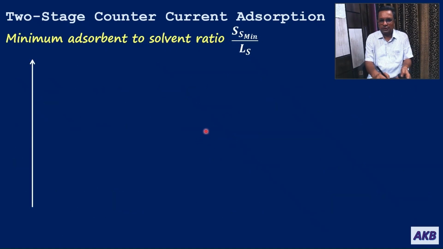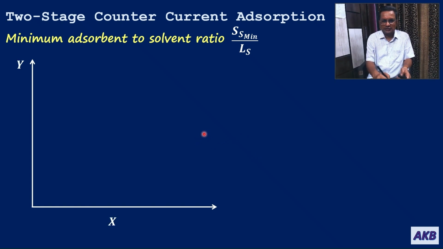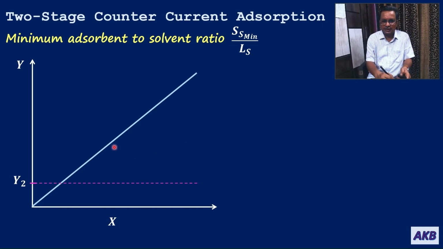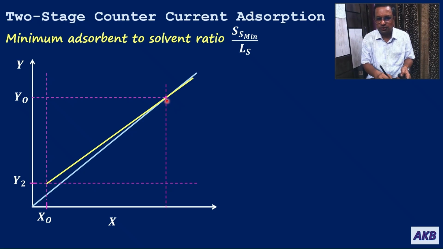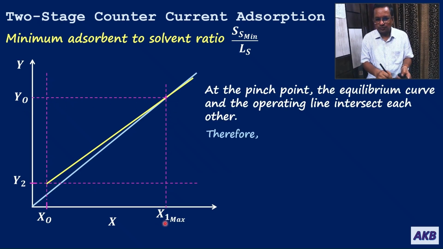So minimum adsorbent to solvent ratio, that is SS minimum by LS. So I can show. Now I have considered the case where the equilibrium curve is a straight line, and in that case the pinch point will occur at the concentrated end. So here at the pinch point, as you see it over here, it will have coordinates of y0 and x1.